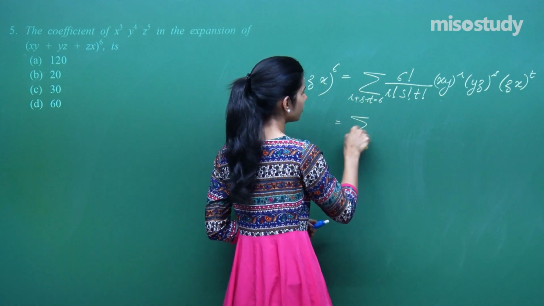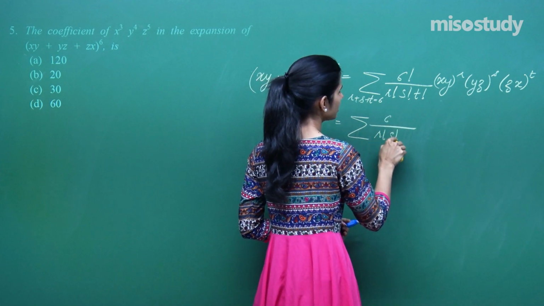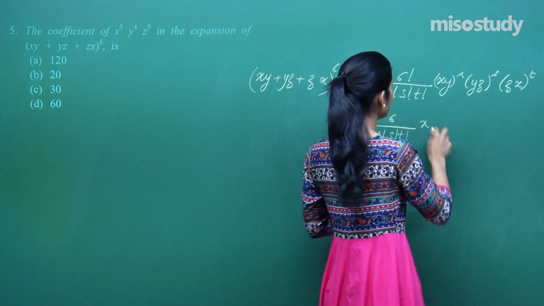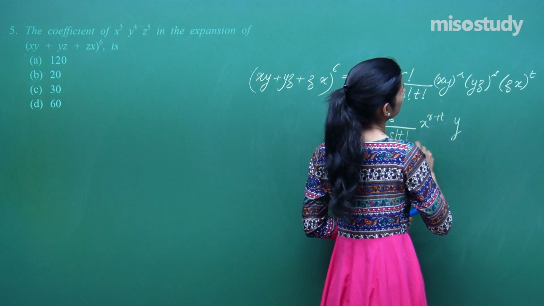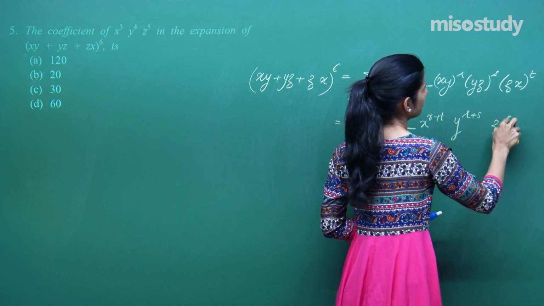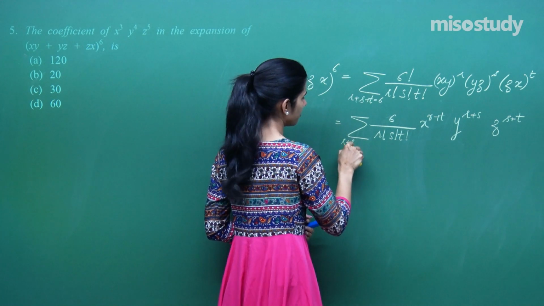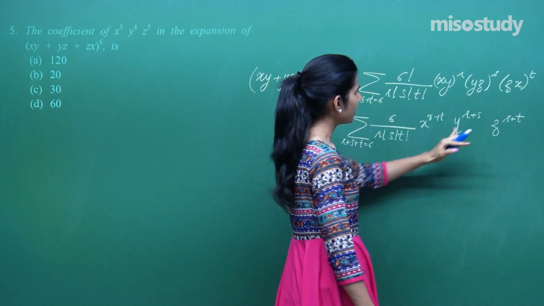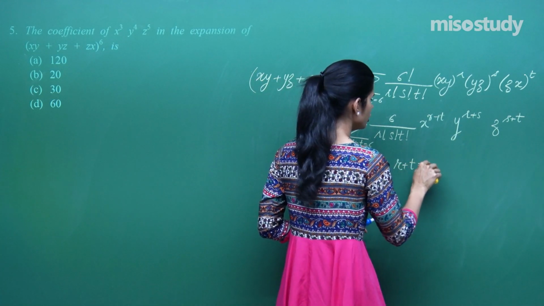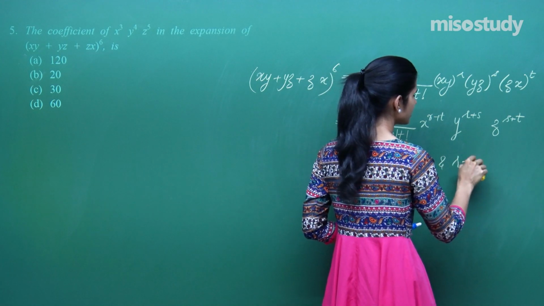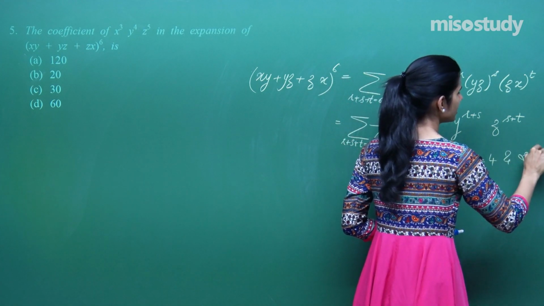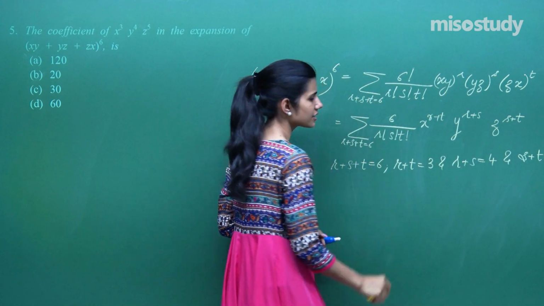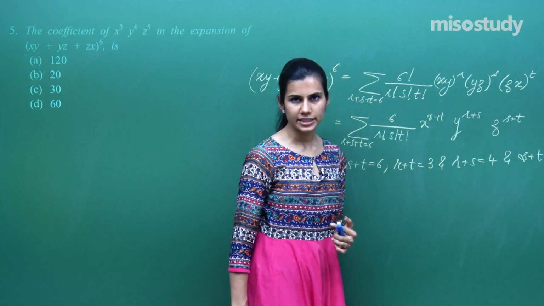तो ये क्या बन जाता है summation 6 upon r factorial s factorial t factorial. This is x to the power r plus t, y to the power r plus s, z to the power s plus t such that r plus s plus t is 6. मैं चाहती हूँ x cube y की पावर 4 z की पावर 5. So I want r plus t to be 3, r plus s to be 4 and s plus t to be 5 such that r plus s plus t is 6. तो इन चारों को सेटिस्फाई करने वाले आर एस टी की वैल्यूज़ चाहिए मुझे.